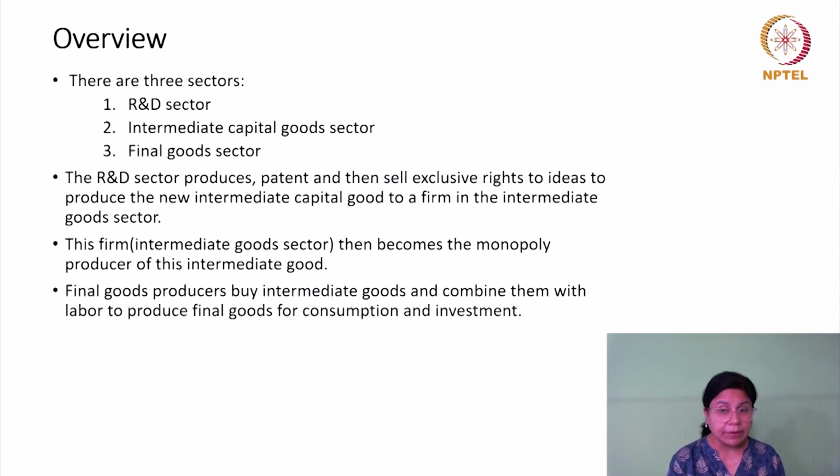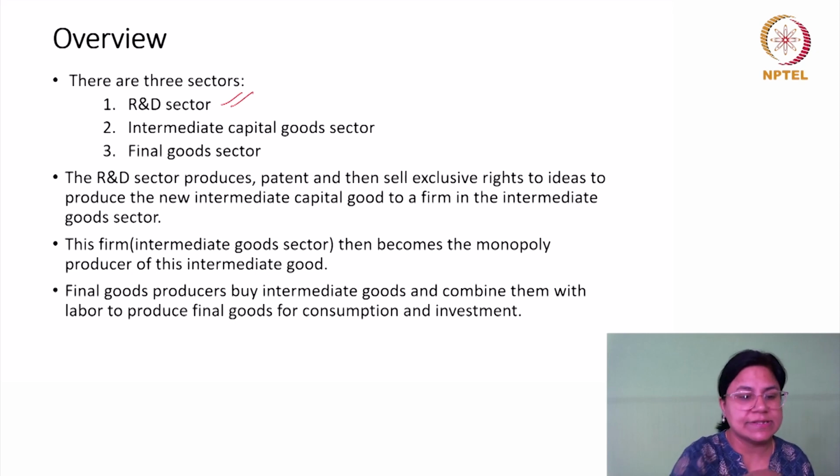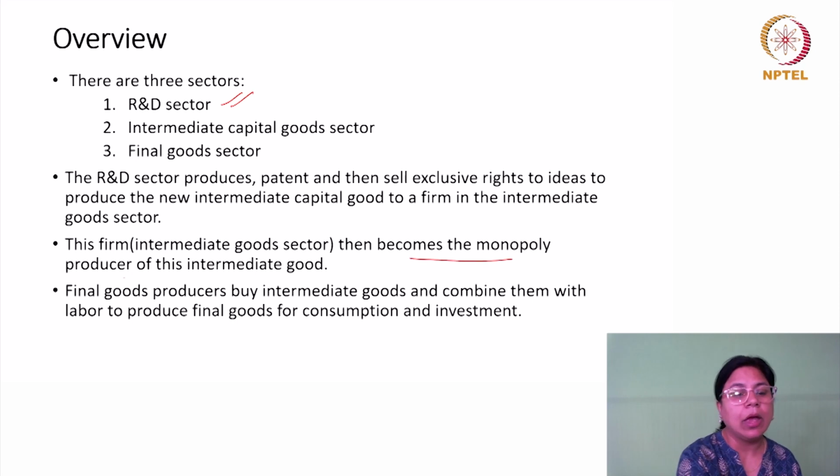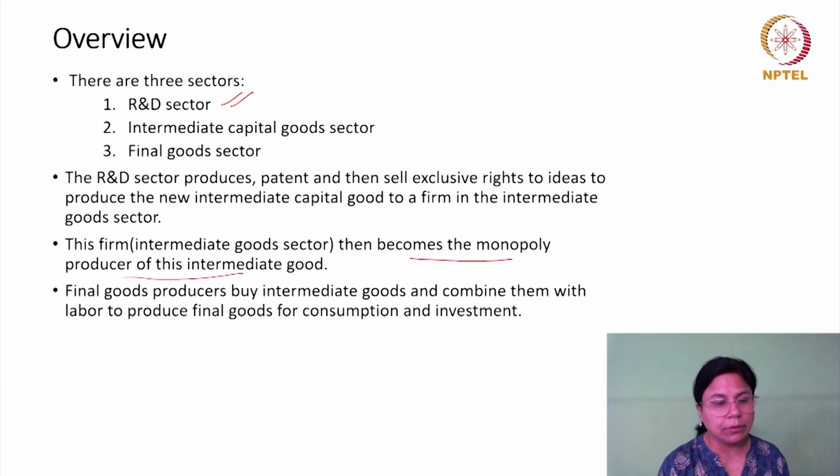It also takes patents over those ideas and gives an exclusive right to the ideas, so that other people can use it or produce it, maybe for the intermediate capital good. And that is where the use of the ideas comes into the picture in the intermediate goods sector. Though the ideas are initially generated in the R&D sector, this firm in the intermediate goods sector can then become a monopoly of this particular intermediate good.